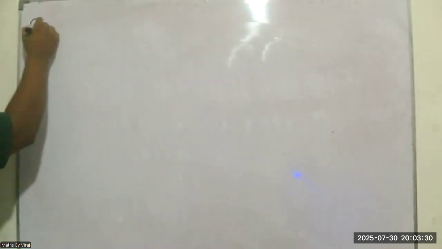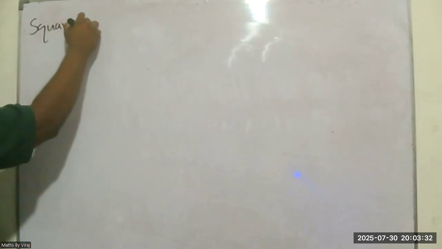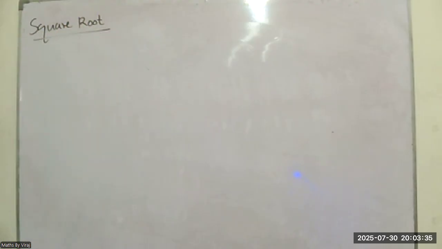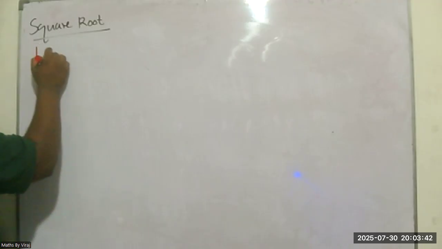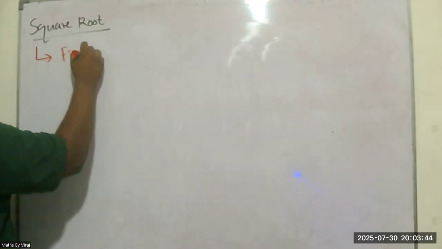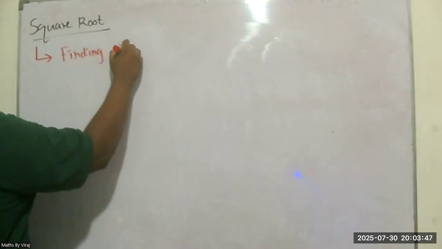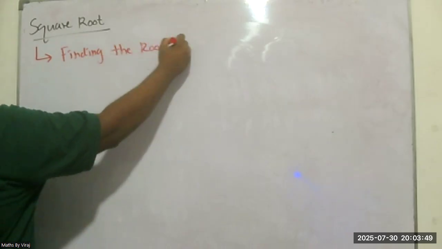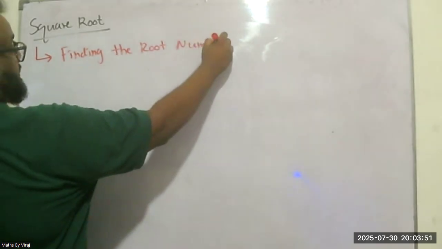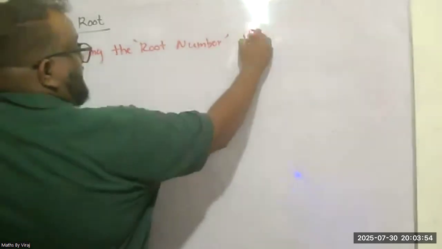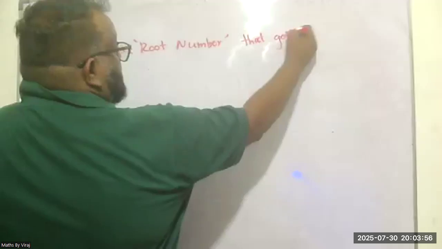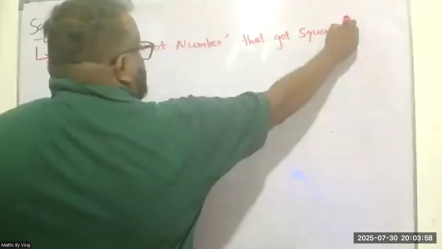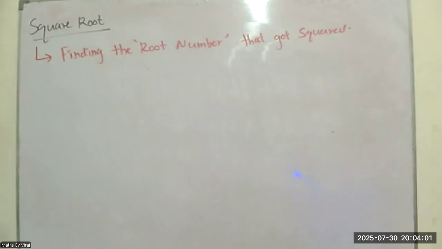Now we have the lesson square root. When you hear this word square root, tell me what comes into your mind. Here, actually, what you do is finding the root number that got squared. Again, finding the root number that got squared.